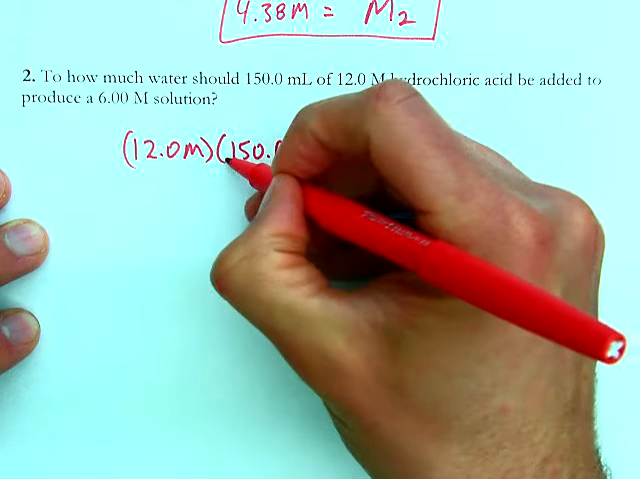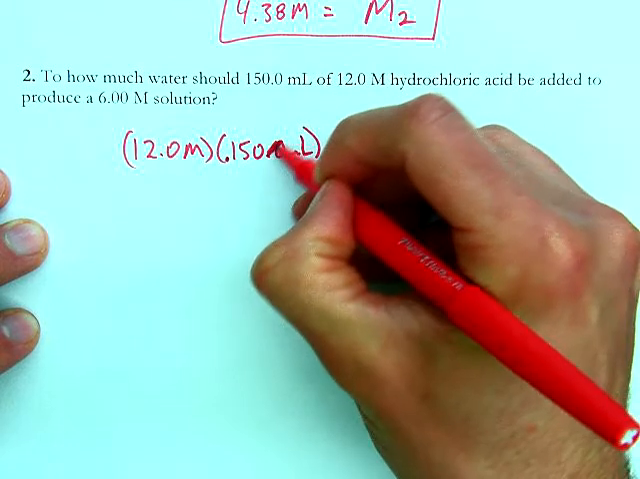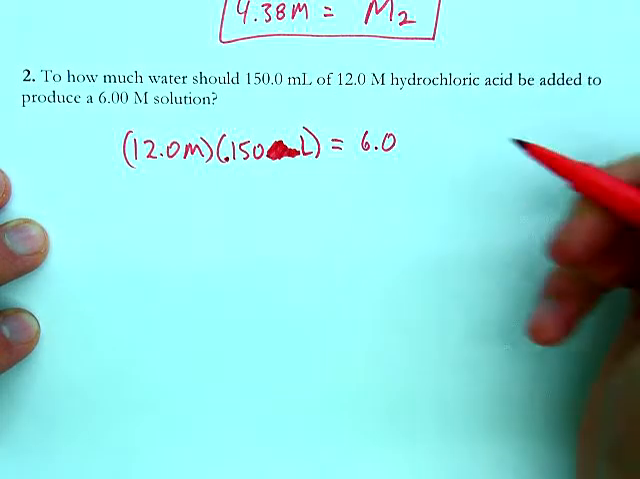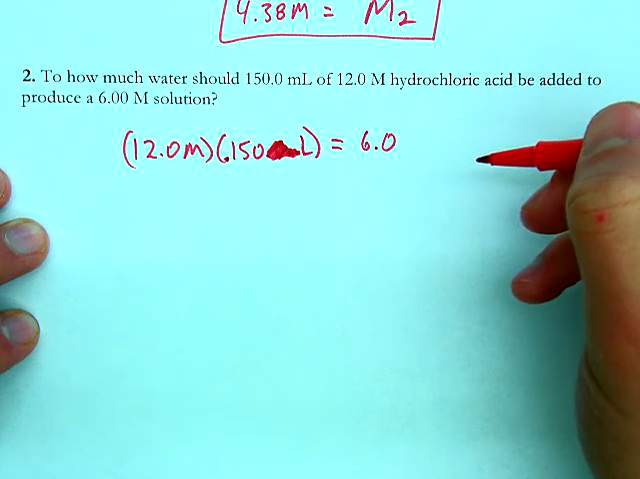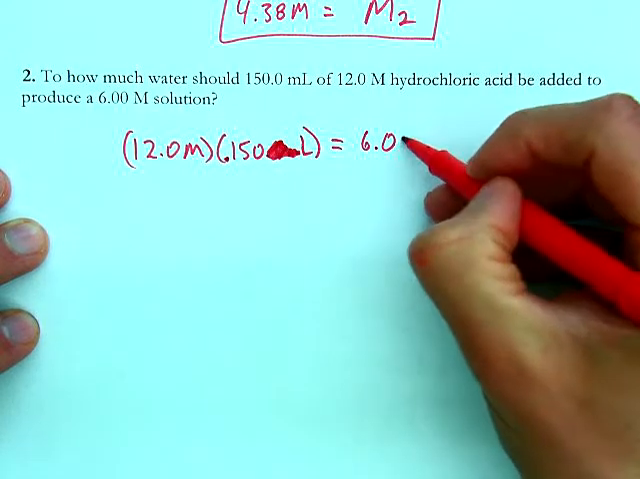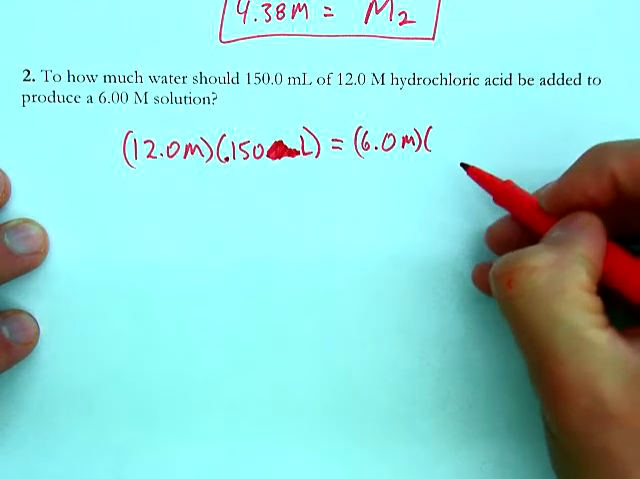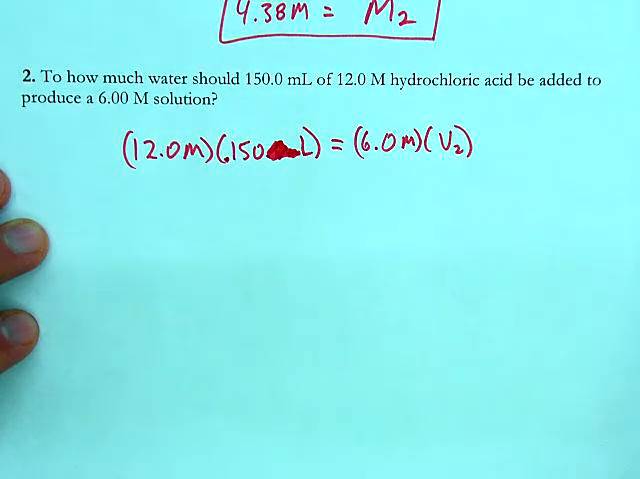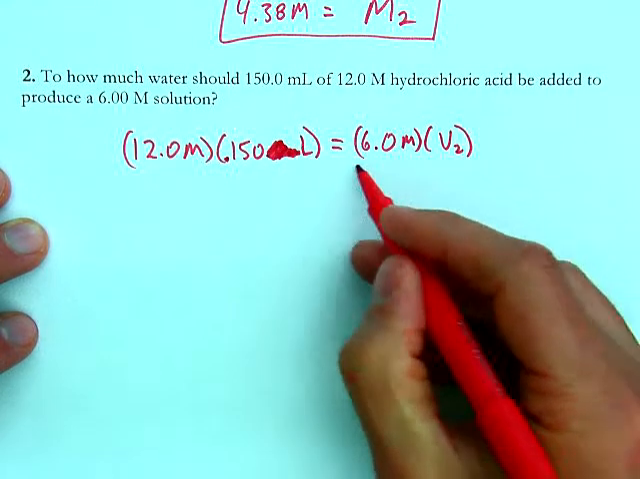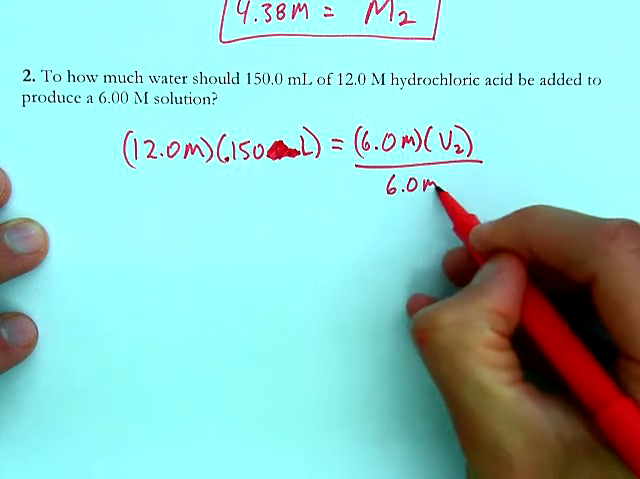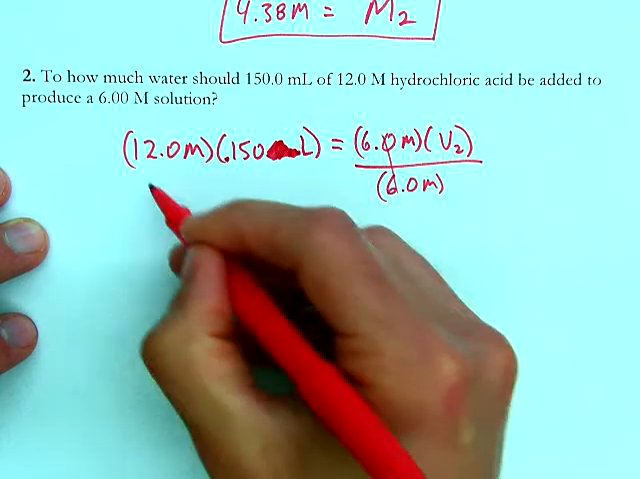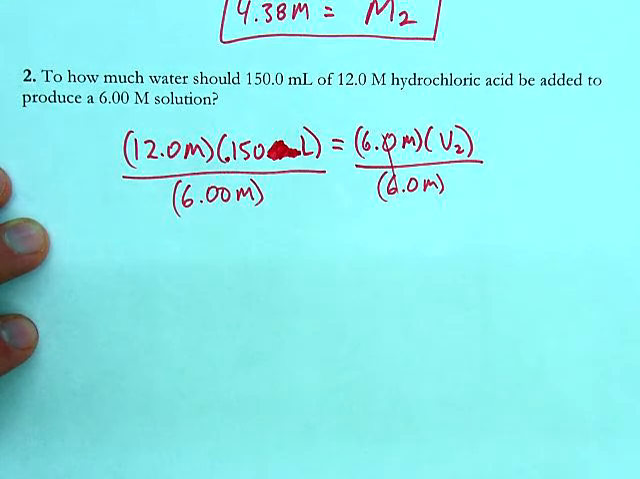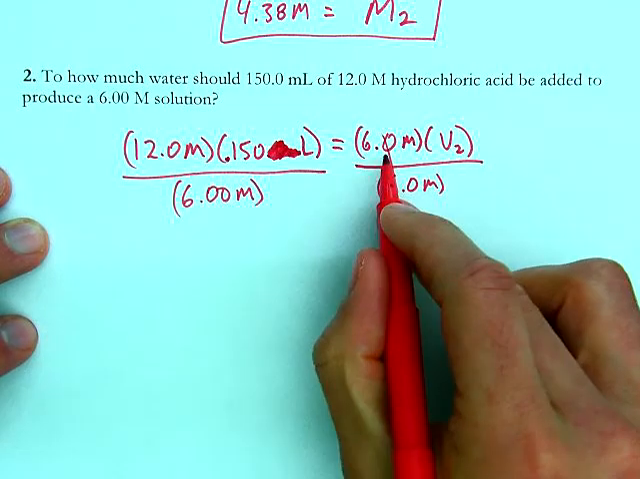Actually, let's just convert this. It's better to just convert this here. Okay, this is in liters. Just get in the habit of converting to liters. And then this is molarity, and we're solving for V2. Now, the thing is, just solving for V2 is actually not going to get us our answer. We're going to divide by 6 molarity on this side. That cancels. We divide by 6 molarity on this side. Now, you might even think, okay, we're starting at 12 and we're ending up at 6.